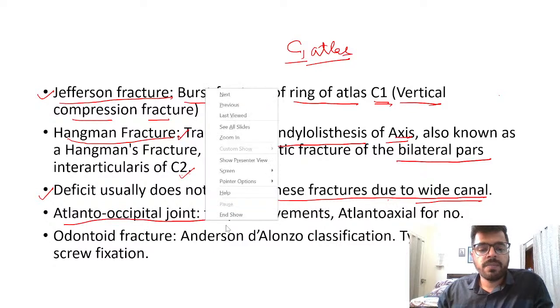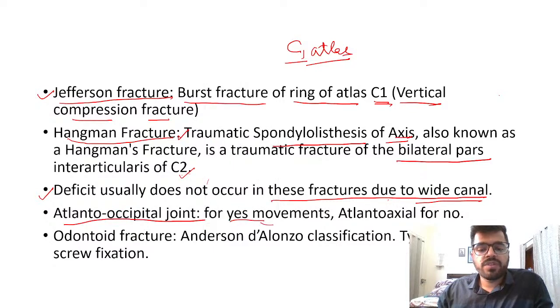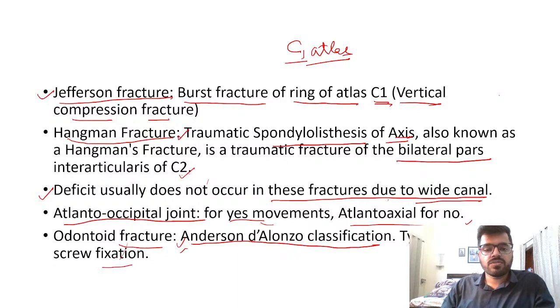Atlanto-occipital joint is for yes movement and atlantoaxial joint is for no movement. Odontoid fracture, that is the dens fracture, Anderson-D'Alonzo classification is used, and type 2 fracture requires screw fixation.